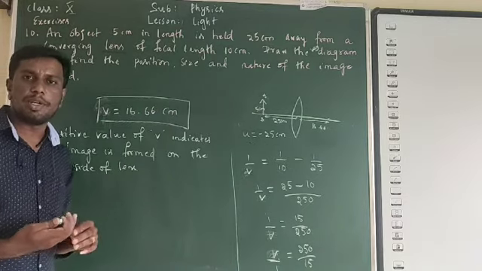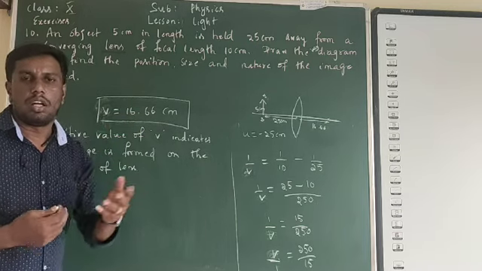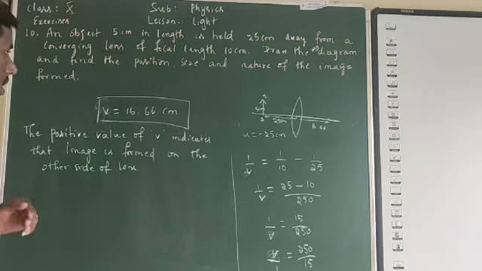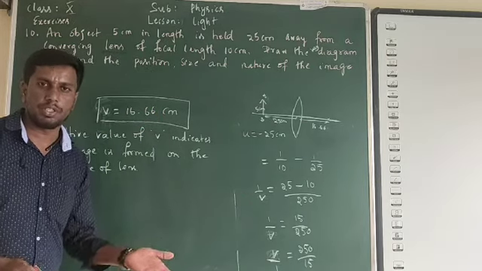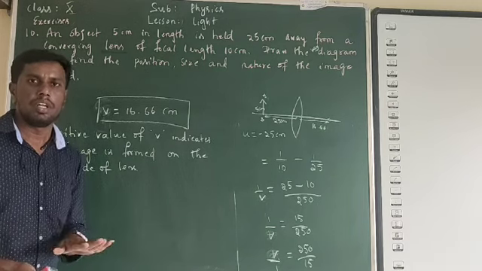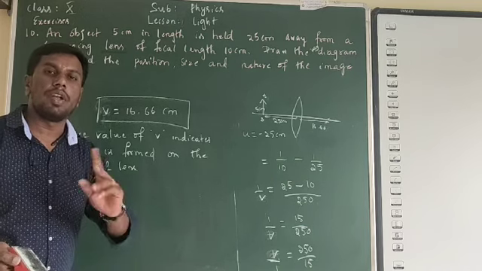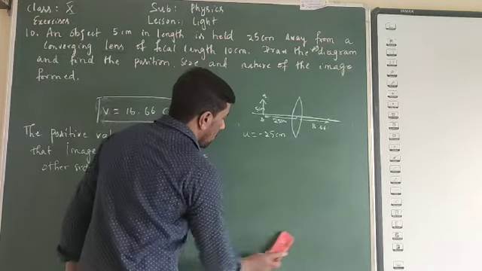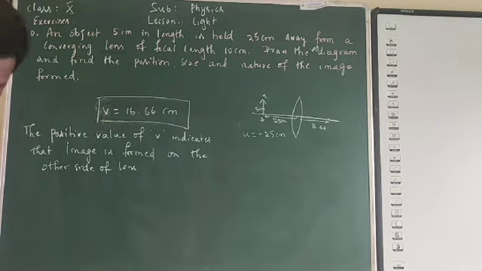Still we don't know whether it is a real image or an erect or inverted image. That we will find out by using the magnification. We know that if it is a real image, then definitely it is inverted. If it is a virtual image, then definitely it is erect. So real and virtual can be found out by using the magnification concept. We'll find out the magnification and we will come to know whether the image is real or virtual.